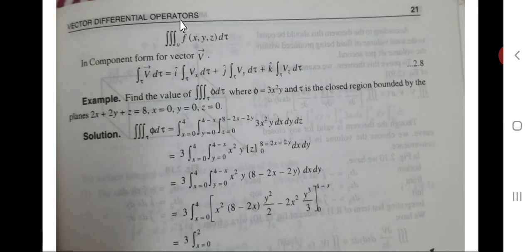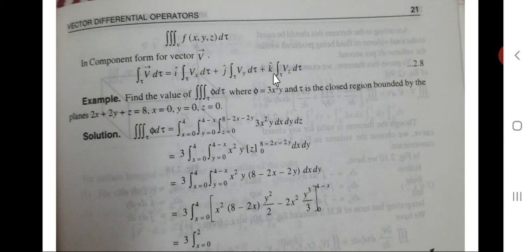triple integration over V of f of x, y, z d tau. In component form of vector V, integration of V d tau is equal to i into integration over tau of Vx d tau plus j into integration over tau of Vy d tau plus k into integration over tau of Vz d tau.